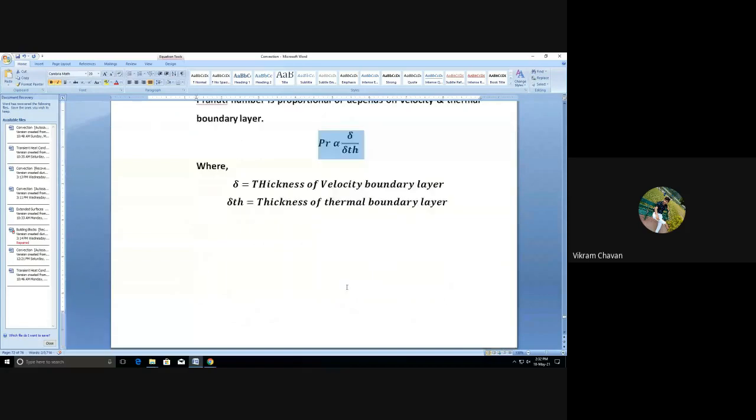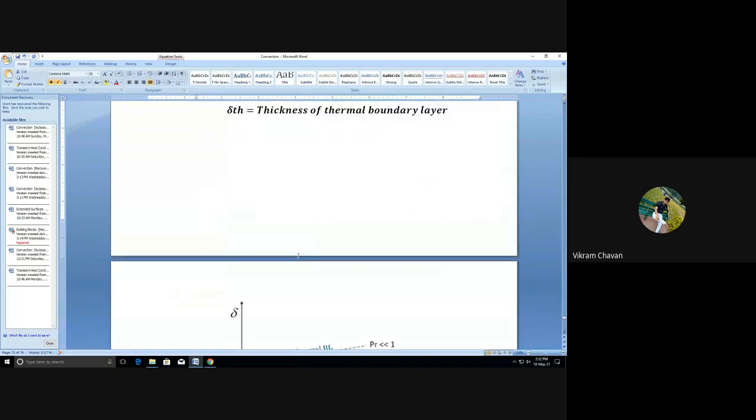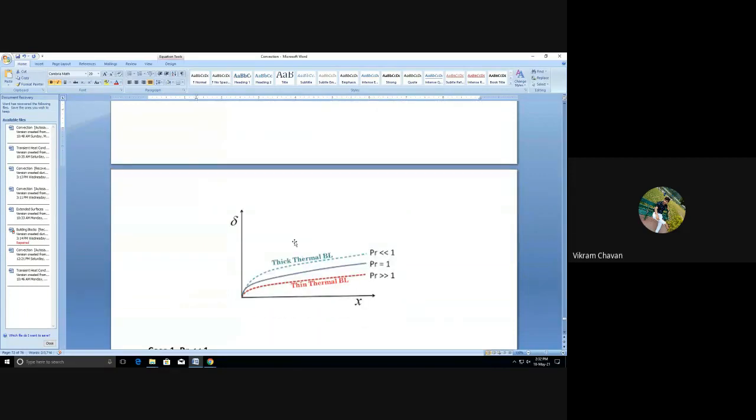So how these thicknesses will affect this particular Prandtl number, that we need to discuss. Let us consider the variation of delta on the y-axis, where delta means the velocity boundary layer and thermal boundary layer thicknesses, and the distance on the x-axis. So let us consider that middle line.